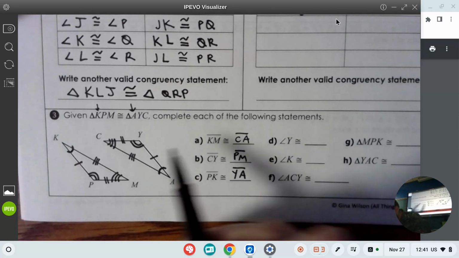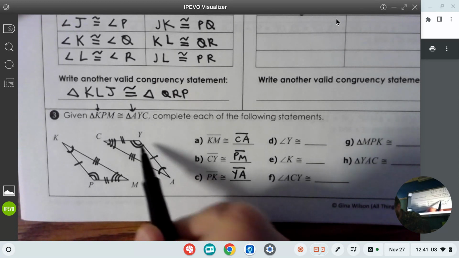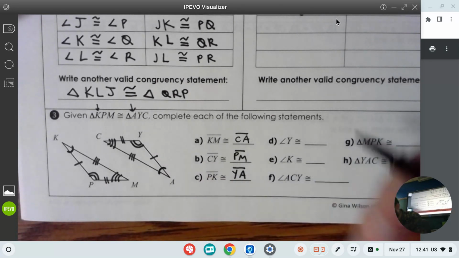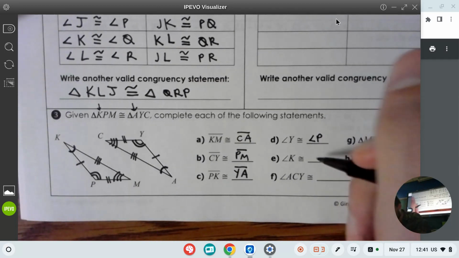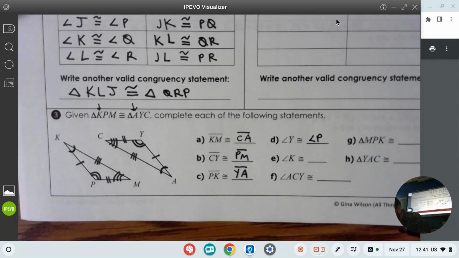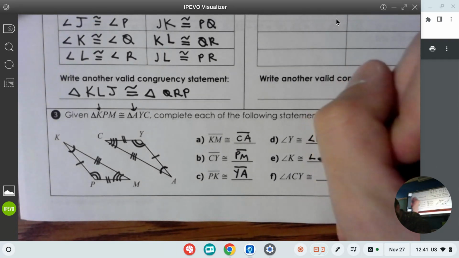Angle Y is my double, I'm not even sure what to call this thing. Double little circle thing. Double curve. Y is my double curve, so P is my other double curve. Which one matches up with K? A matches up with K, angle A.